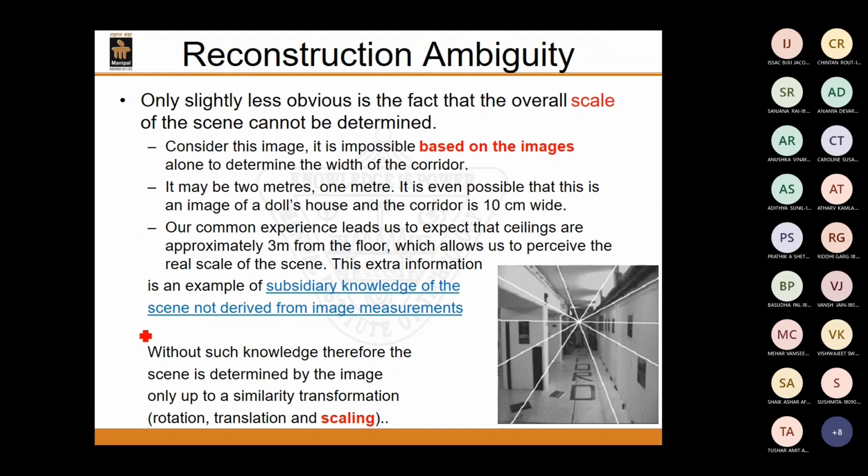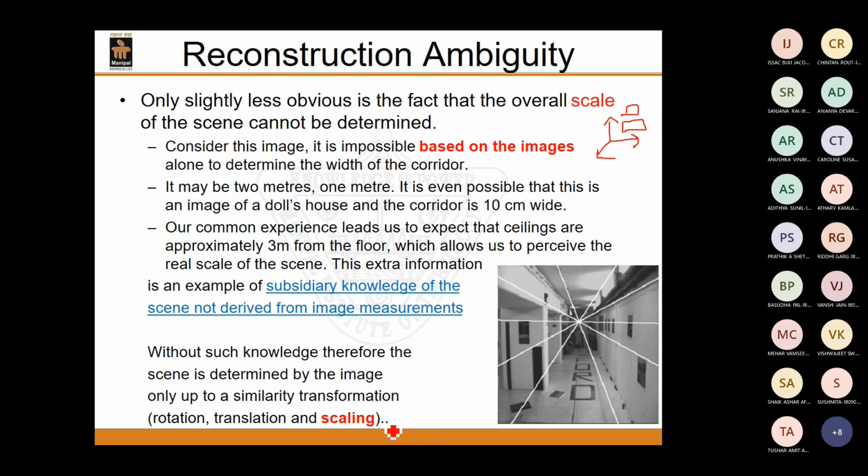Now, another reconstruction ambiguity that we can have is with respect to the actual size of the reconstructed scene with respect to the world coordinate frame again. If I'm reconstructing a scene, how exactly big is it? Is the scene this big, or this big, and so on? Trying to find out the size of the different objects in the image, or the scale of the image, would be another reconstruction ambiguity.